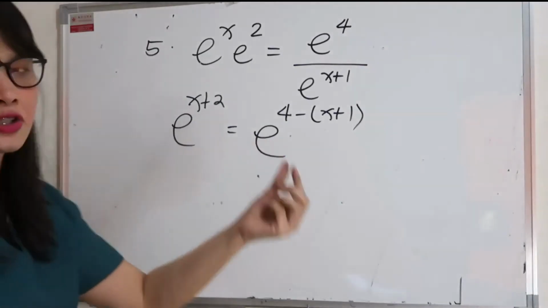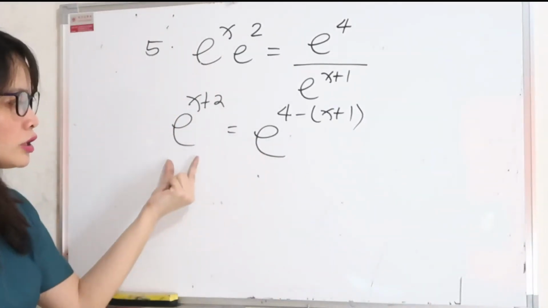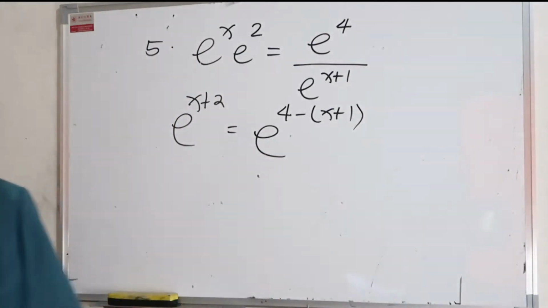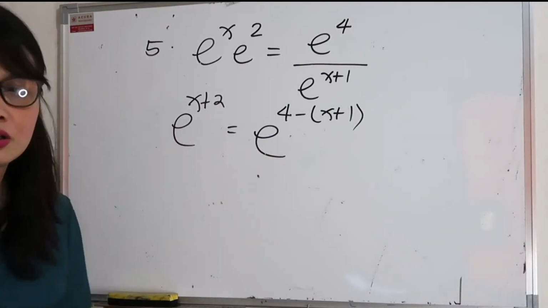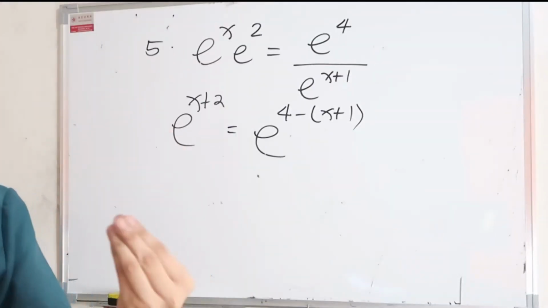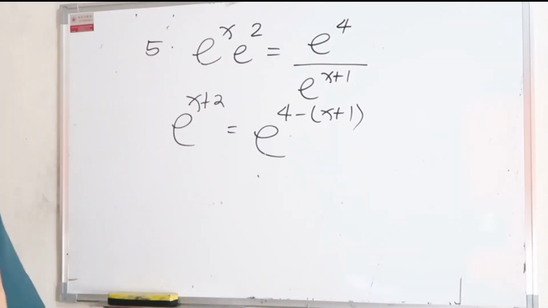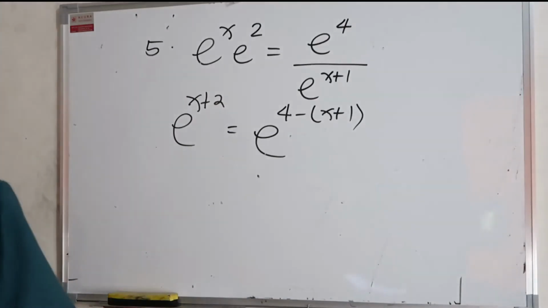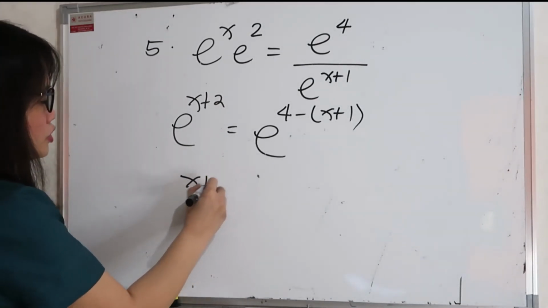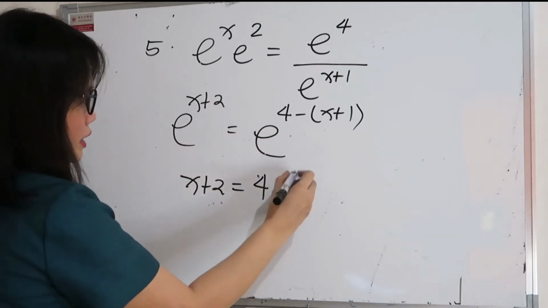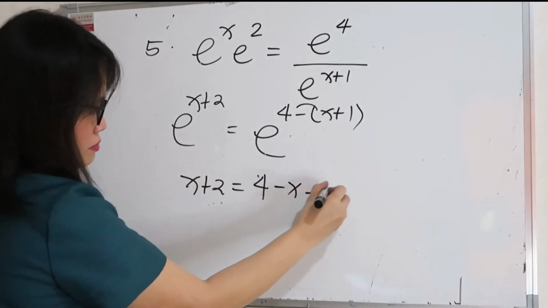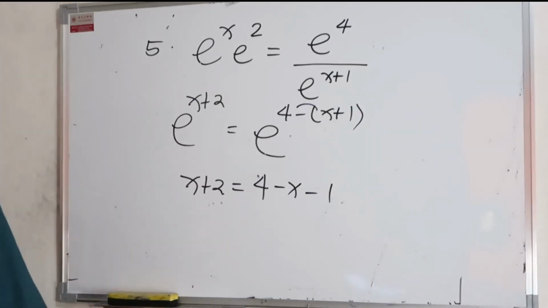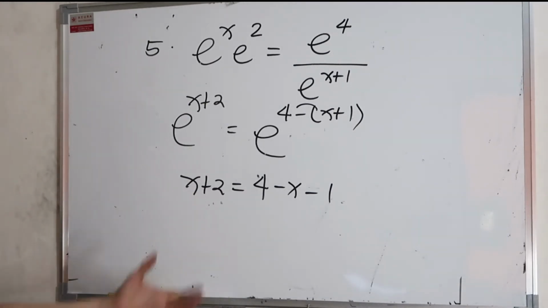Then what have you noticed? They have a common base, right? If they have the same base, can we now equate their exponents? Yes. So this will become x plus 2 is equal to 4 multiplied by negative x, so negative times x, so we have negative x minus 1. Now what's next? Solve for x.